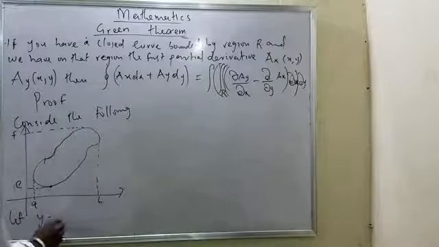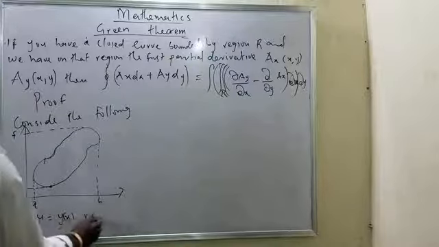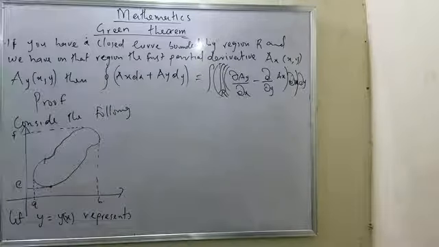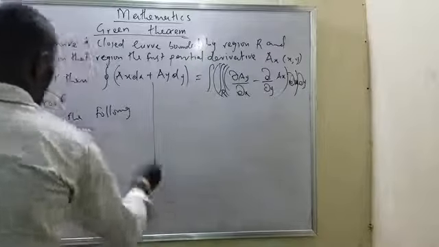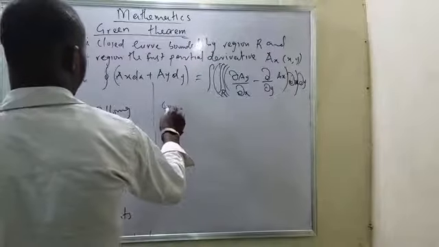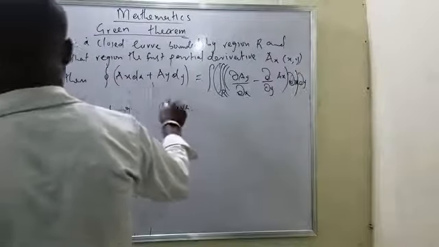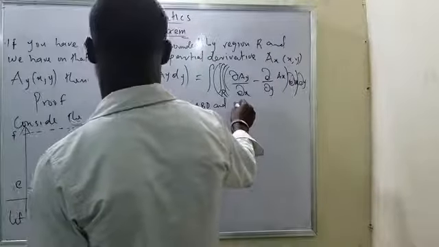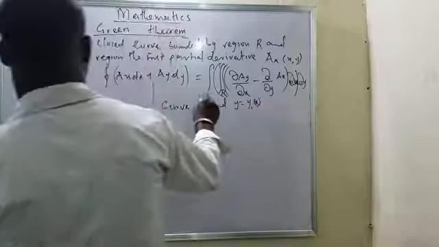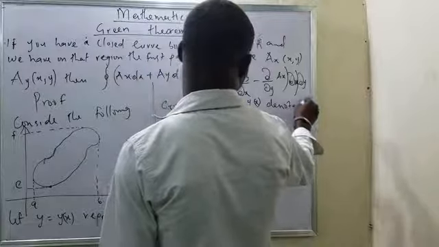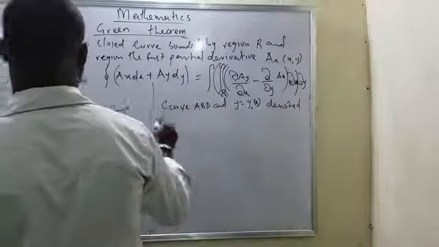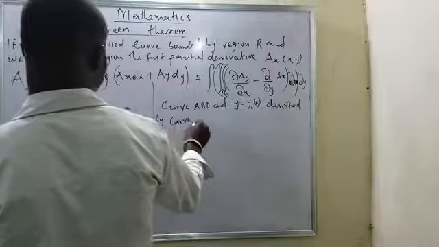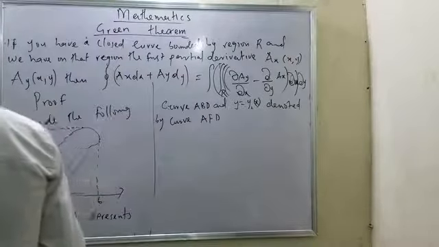Now, let y equal to... Since we have it this way, we are now talking about the curve A, B, D, and y equals y2 of x, denoted by curve AFD.